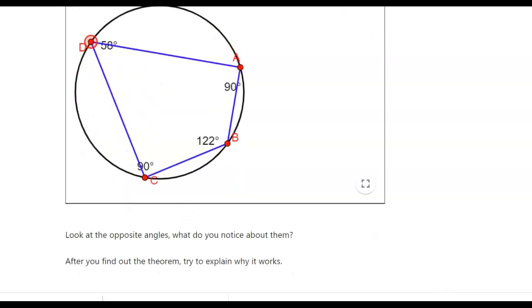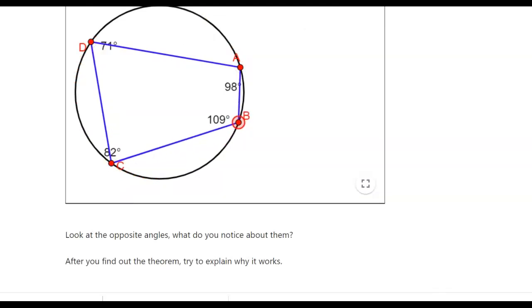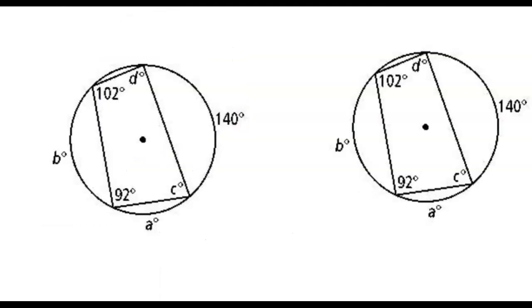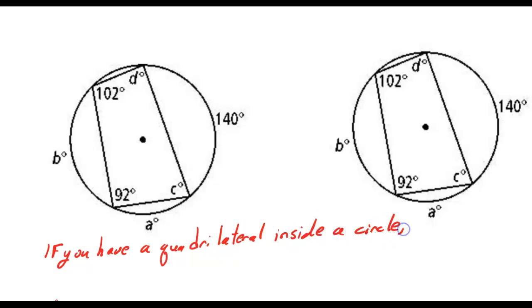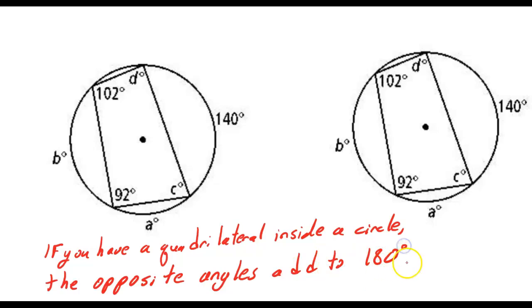Even if I were to change this picture, again, 82 and 98 add up to 180. 71 and 109 add up to 180. So the intent of this problem is if you have a quadrilateral inside a circle, the opposite angles add to 180 degrees. So the main idea is if you have a quadrilateral inside a circle, the opposite angles add up to 180 degrees.